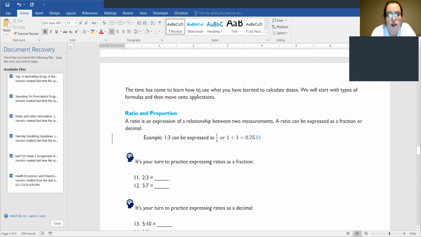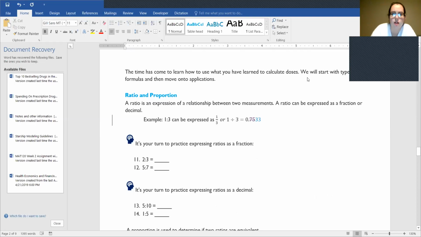So calculations. The basis for medical calculations is the concept of ratio and proportion. A ratio is basically a way of showing a relationship between two measurements. It is basically another way to express a fraction.